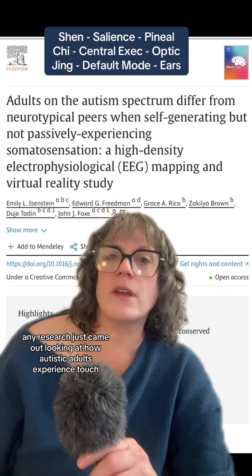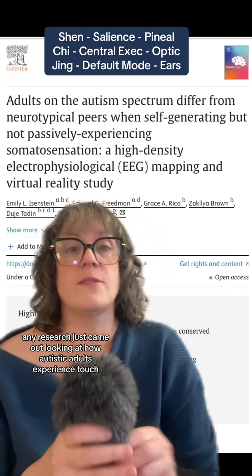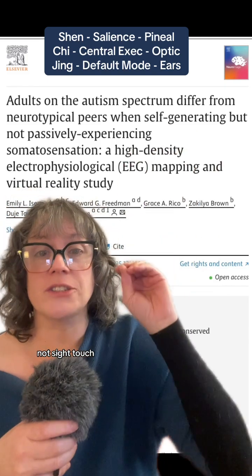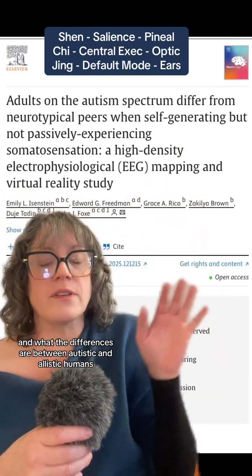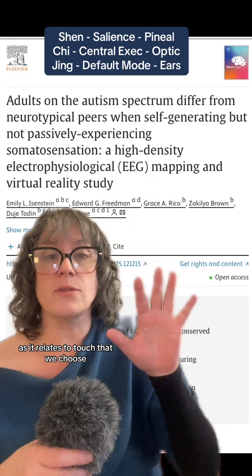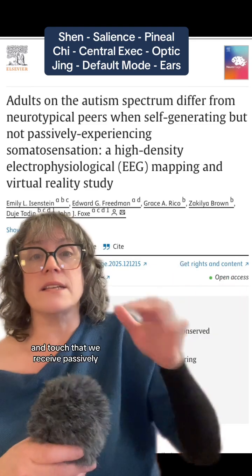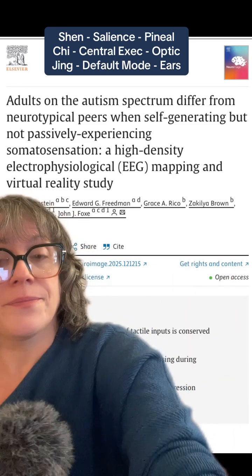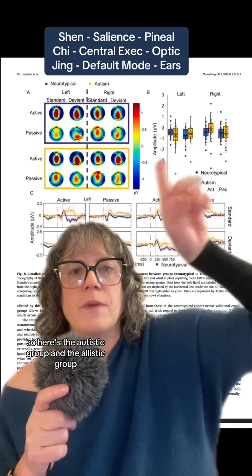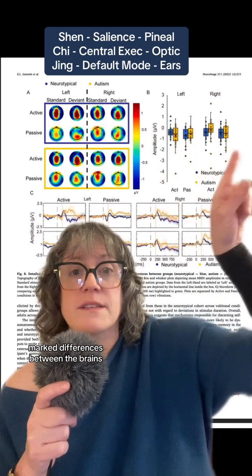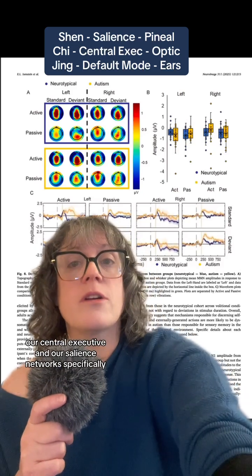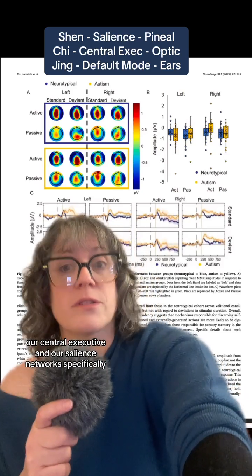Research just came out looking at how autistic adults experience touch, not sight, touch, and what the differences are between autistic and allistic humans as it relates to touch that we choose and touch that we receive passively. So here's the autistic group and the allistic group, and you can see there are measurable, marked differences between the brains. This has to do with our default mode network, our central executive, and our salience networks specifically.